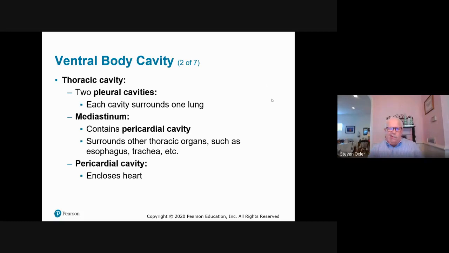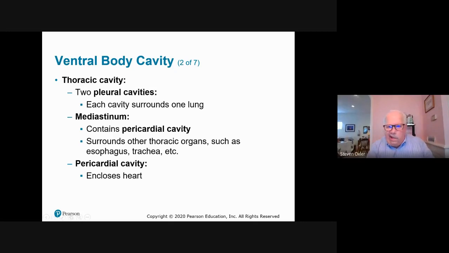The thoracic cavity. The thoracic cavity obviously is your thorax, your chest, and in your chest, there are other cavities. There are two pleural cavities. Those cavities surround each lung. So the cavity that the lung sits in is known as the pleural cavity. The cavity that contains the heart is known as the pericardial cavity. Peri means around, cardial means heart.